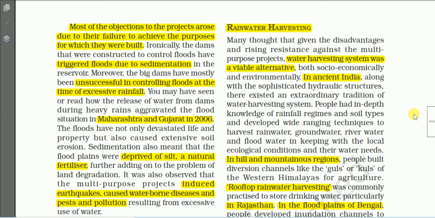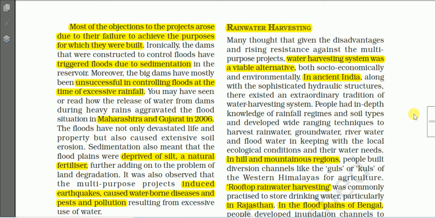Because sometimes we find disadvantages of multipurpose projects. If we don't select the site properly or wisely, various objections come from different groups of society.